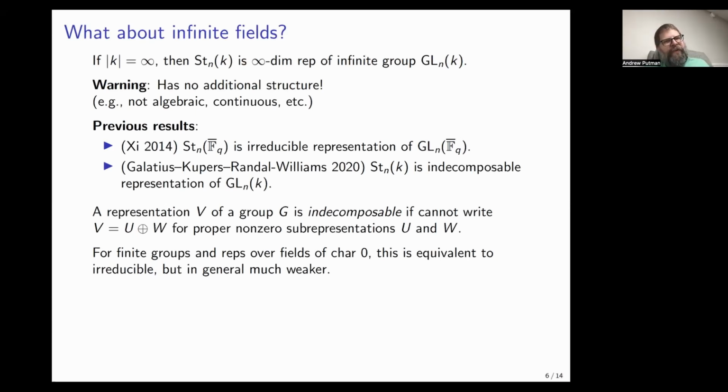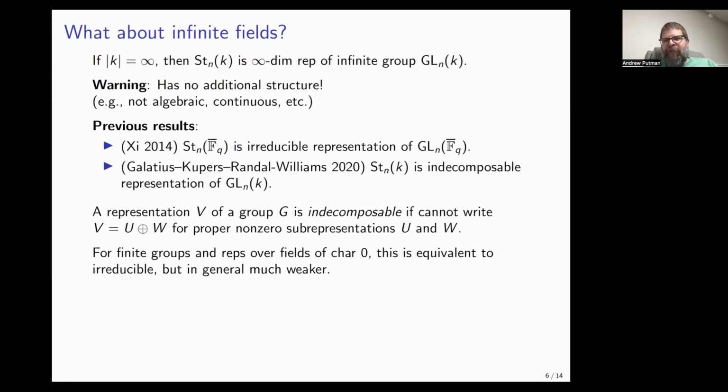But in general, for infinite fields or for infinite groups or for representations of finite characteristic, this is a much weaker condition. But I do want to give you an observation about this. Galatius, Kupers, Randal-Williams, those are three homotopy theorists. They're geometric homotopy theorists, but they're homotopy theorists, and they cared about this Steinberg representation not for number theoretic reasons or representation theoretic reasons. They cared about it because of its relationship to algebraic K-theory.